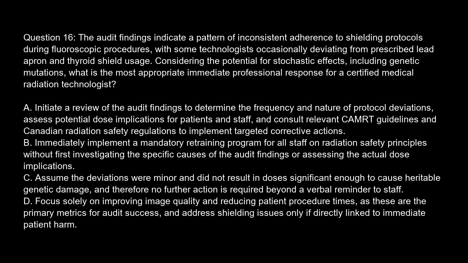Option C. Assume the deviations were minor and did not result in doses significant enough to cause heritable genetic damage, and therefore no further action is required beyond a verbal reminder to staff. Option D. Focus solely on improving image quality and reducing patient procedure times, as these are the primary metrics for audit success, and address shielding issues only if directly linked to immediate patient harm.